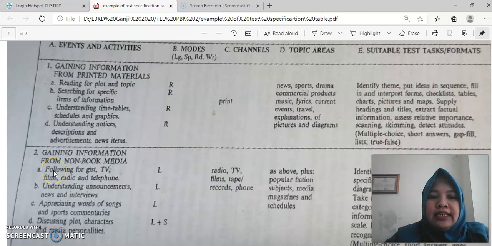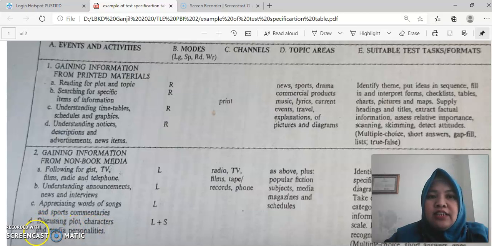Take a look at the activities following the Gs. So you listen to search for or to gain main ideas. G is main ideas: TV, film, and telephone. For example, you listen to a conversation on the phone and you have to find out the gist of the conversation. And understanding announcements, news, and interviews, appreciating words of songs and sports commentaries.